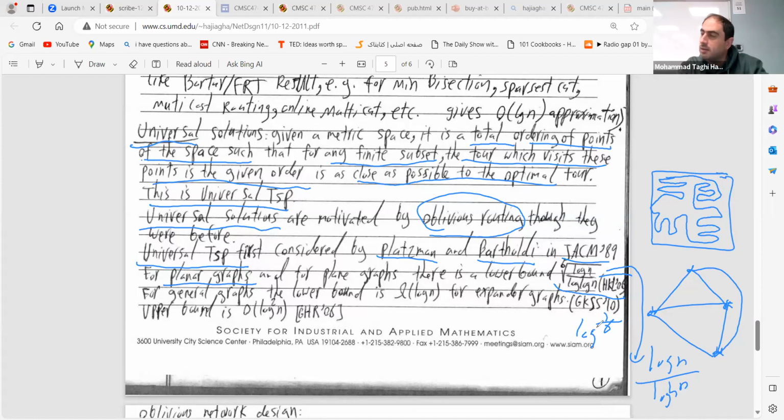This log to the 1/6 was for both plane graphs and planar graphs. Plane graph means something like this, which is the two-dimensional case, and planar graph means something like this. So this is plane, and this is planar. This was obtained, and I think even for planar graphs we had log n or log n squared as the upper bound as well.